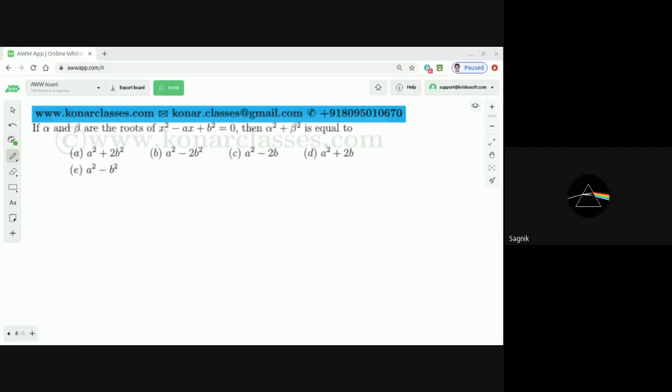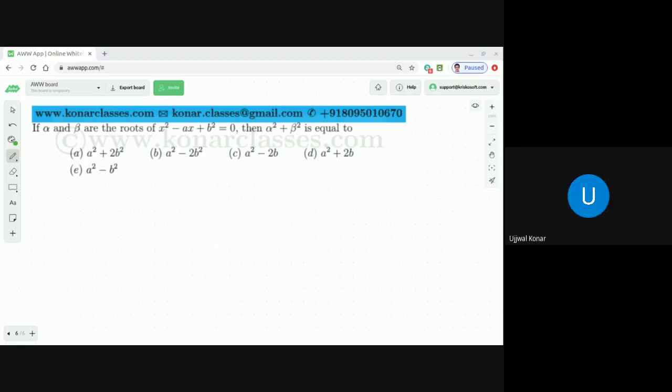I got, no, that's B. Fine, you got B, a square minus 2b square? Yes, sir. Yep, that is the correct one. Divansu, you also got the same thing? Sir, just 1 second. Okay, sure.